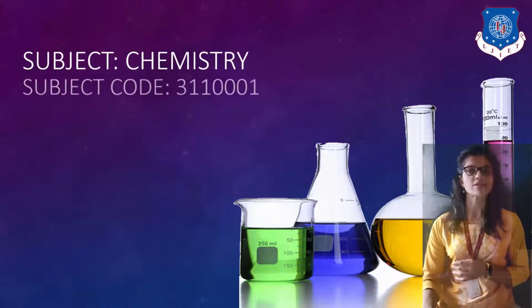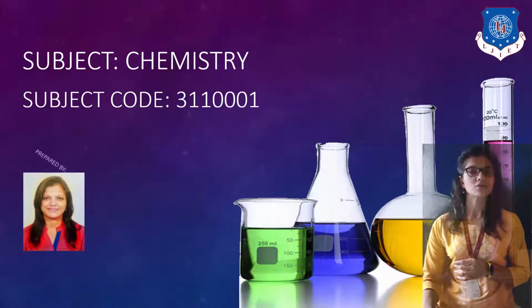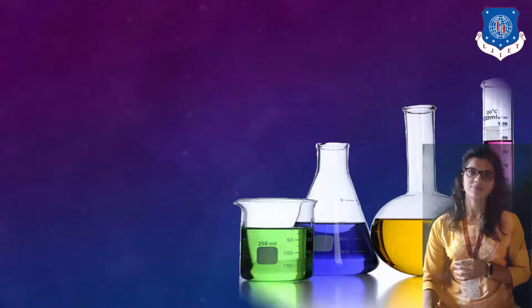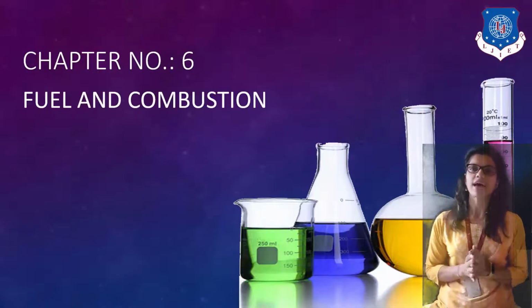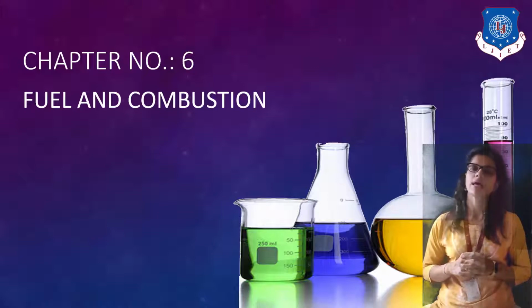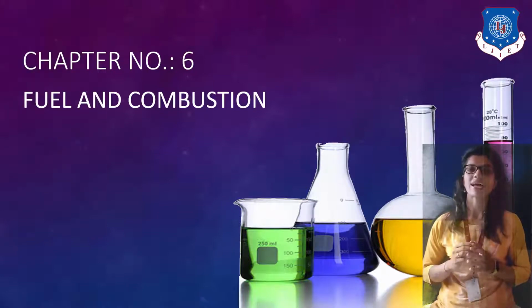The subject code for chemistry is 311001. In our previous sessions of this subject, we have started chapter number 6, which is fuel and combustion. In fuel and combustion, we have studied the types of fuel, what is the meaning of fuel, and what is the classification of fuel. Afterwards, we have learned about the combustion process, in which we came to know how many types of actual fuels there are.